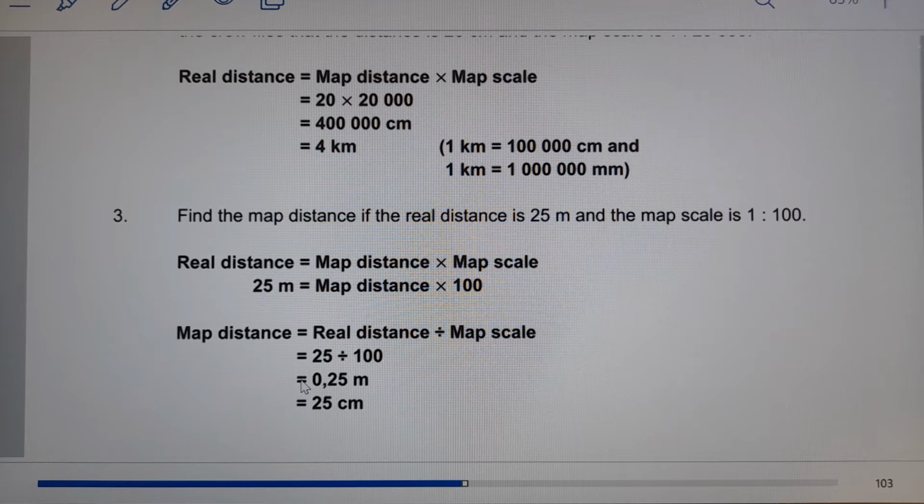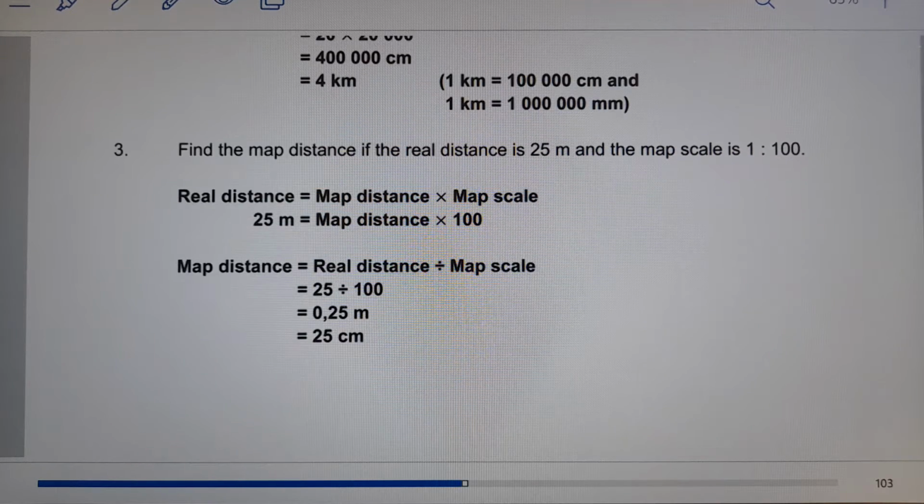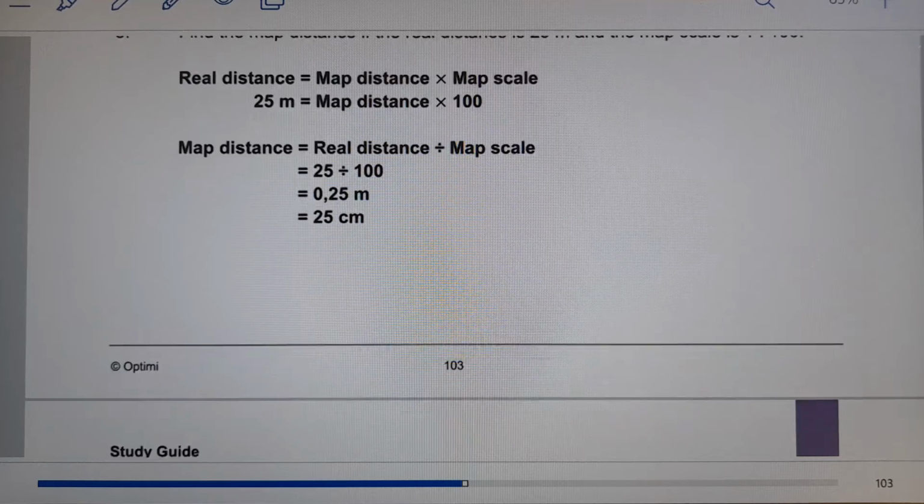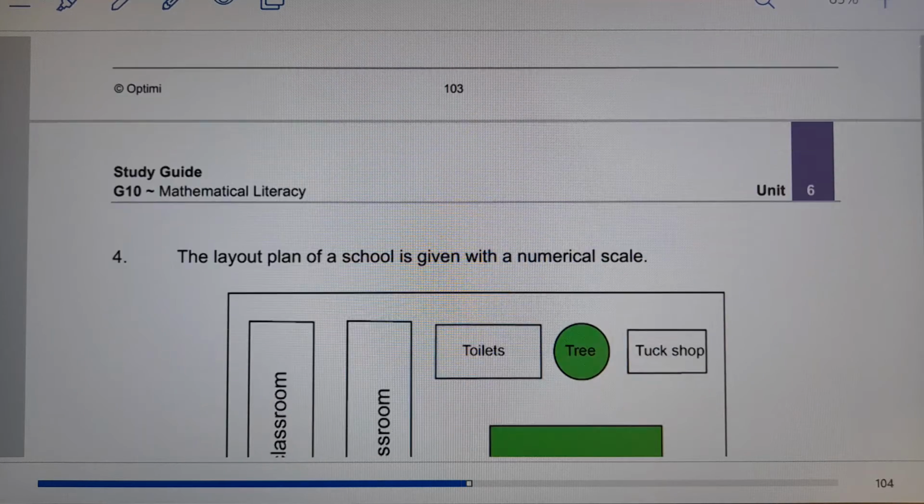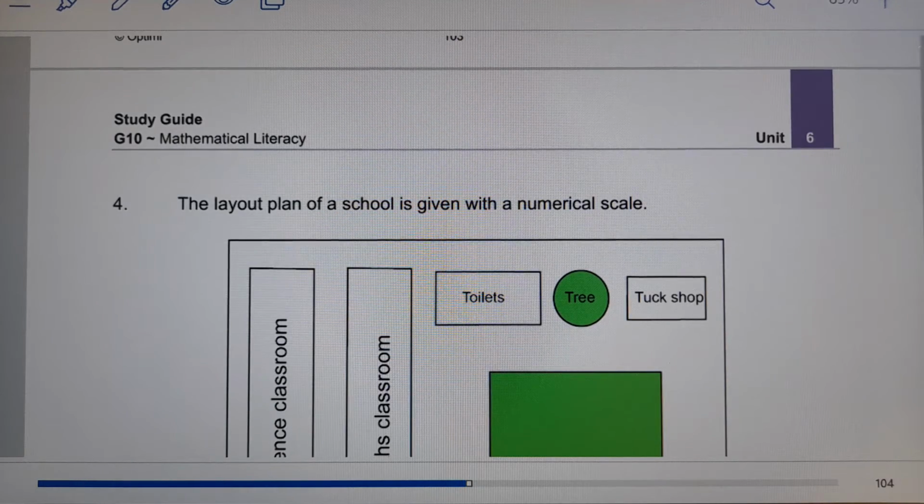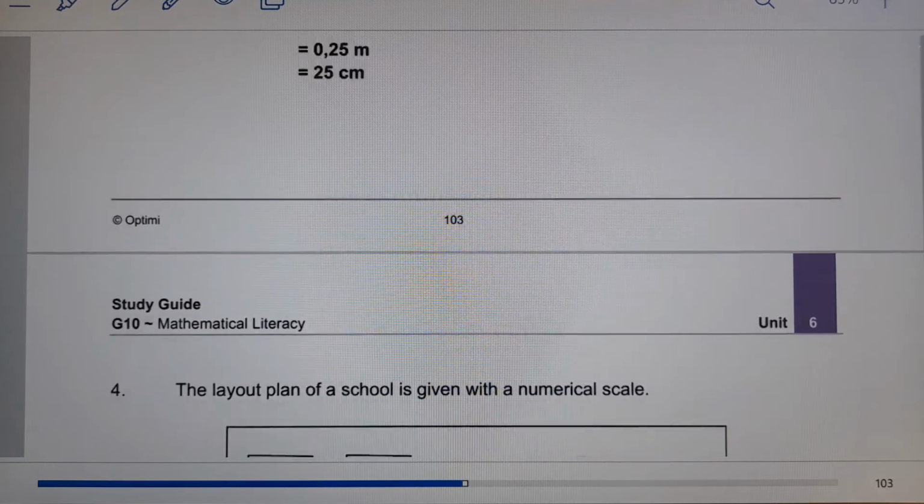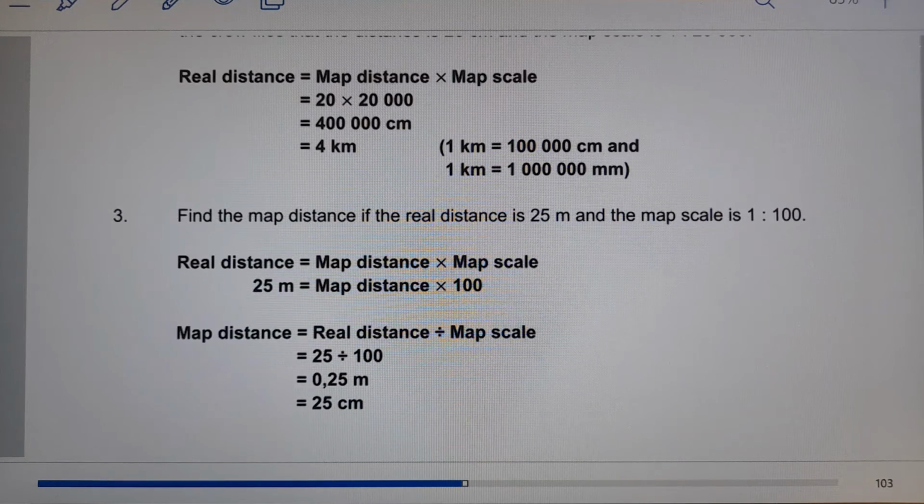100. So our map distance is going to be 0.25 meter. To avoid the decimals, we convert this to centimeters and we get 25 centimeters. That is the map distance. Okay, so please practice on that one. Just go back and practice the example.